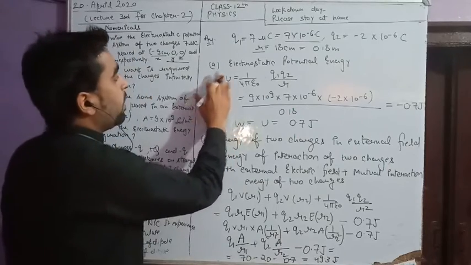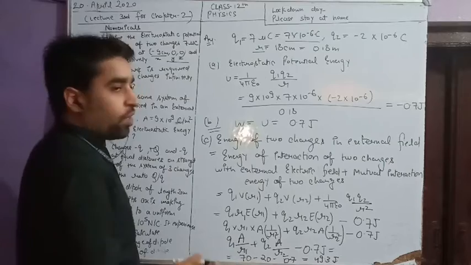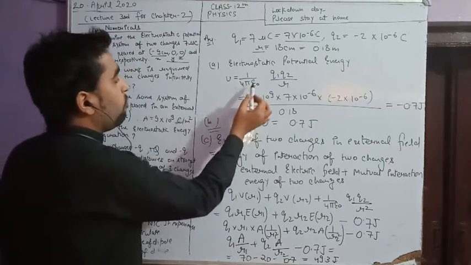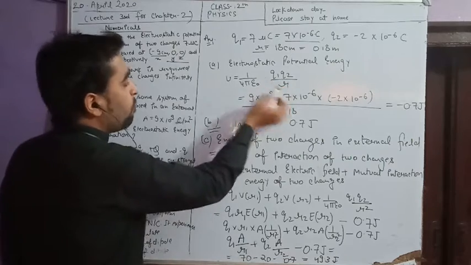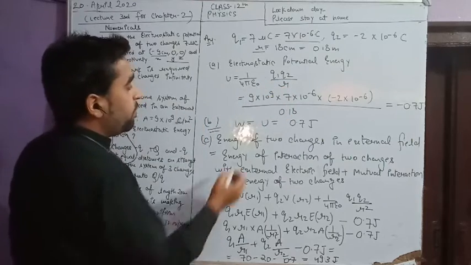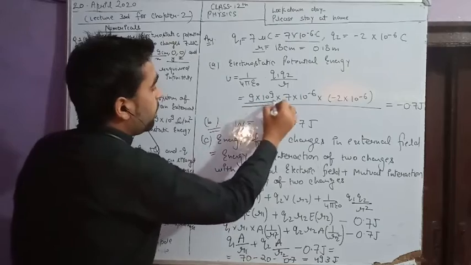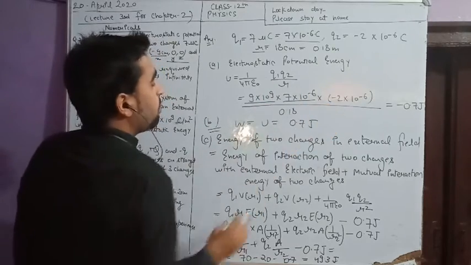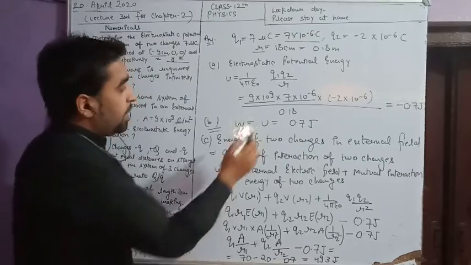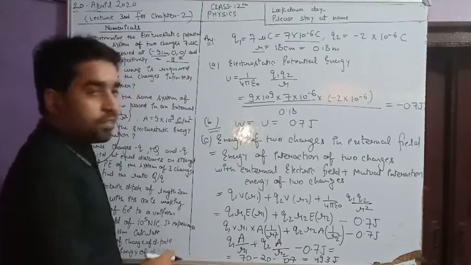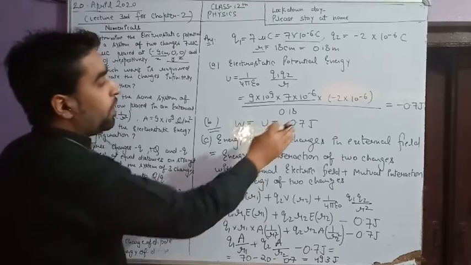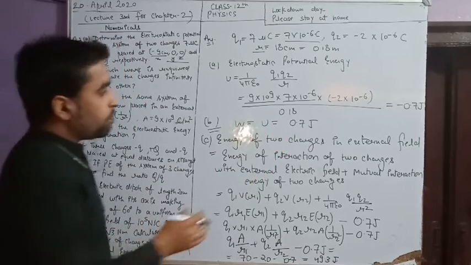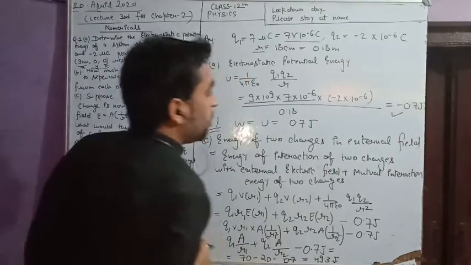Now students, electrostatic potential energy for a system of charges, we have already studied the formula. So U is equal to 1 upon 4 pi epsilon naught Q1 Q2 upon R. Now substitute the values: 1 upon 4 pi epsilon naught is 9 into 10 power 9, Q1 is 7 into 10 power minus 6, Q2 is -2 into 10 power minus 6, divided by R. Distance is 0.18. Now let us solve this and you will get -0.7 joule. So this is the potential energy for the system.